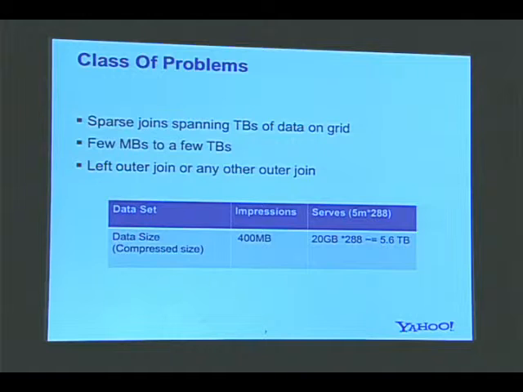And the business requirements mandate us to do an outer join. So if the impression or the click did arrive, we have to attribute it back. Even if we can't find the serve, it still means that we need to use the impression or click in our processing. So it's an outer join on the smaller data set. So that's the generic class of problems.